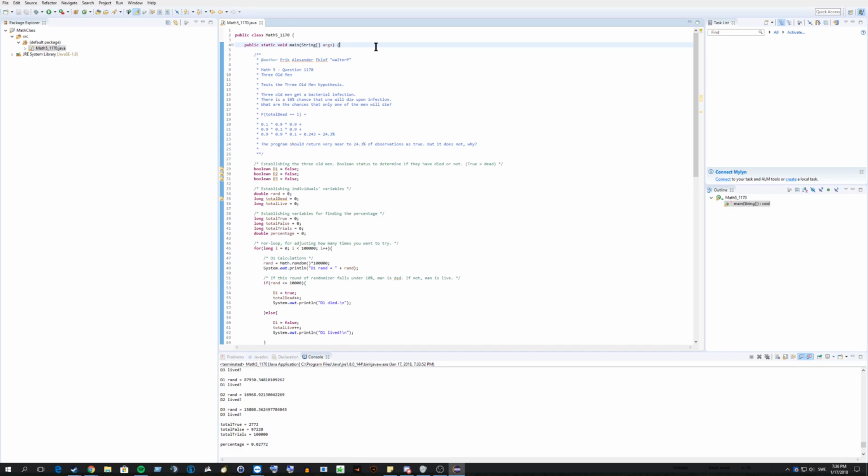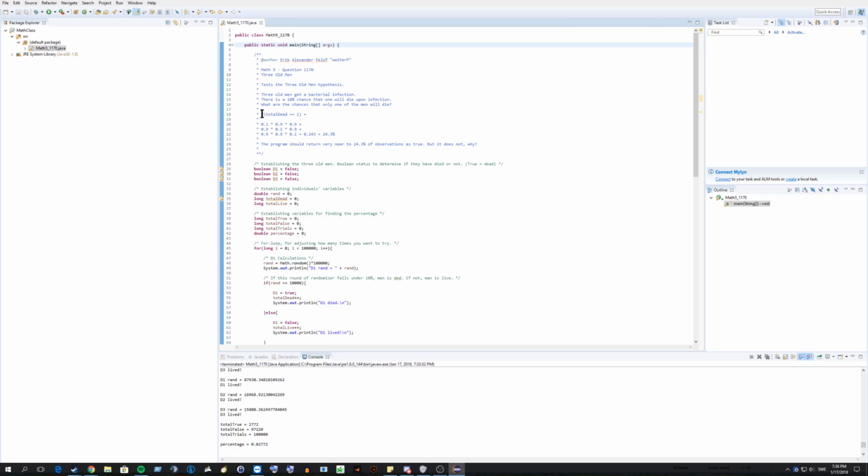Three old men get a bacterial infection. There's a 10% chance that one will die upon infection. So for one, if you're looking at just one of these old men, there's a 10% chance that he will die from that bacterial infection. And so all three of these men get the infection. What are the chances that only one of the men will die? So one out of the three men dies. What are the chances that that will happen?